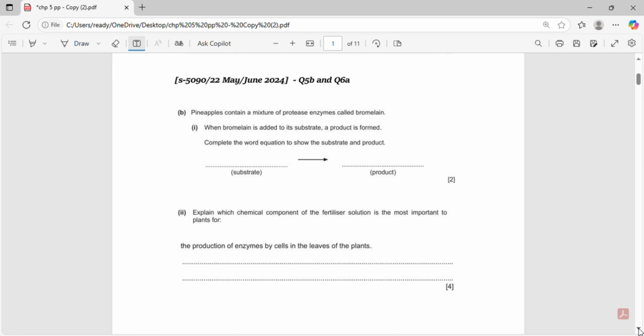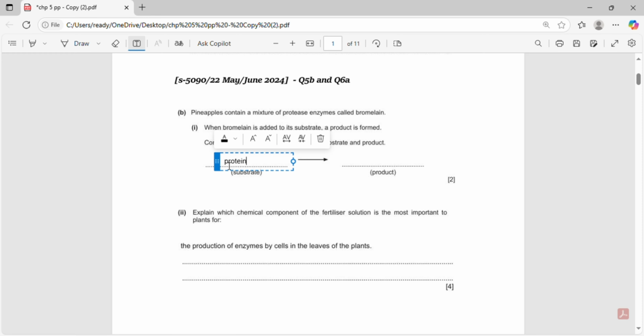Next, we've got another question from the same year, but this time from a different variant. This one starts with, pineapples contain a mixture of protease enzymes called bromelain. And its part 1 says, when bromelain is added to its substrate, a product is formed. Complete the word equation to show the substrate and product. So, in this part, you simply have to name the substrate and the product.